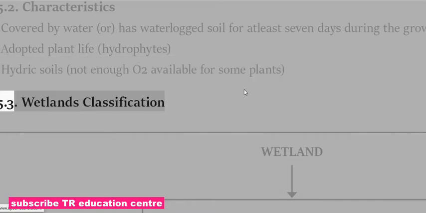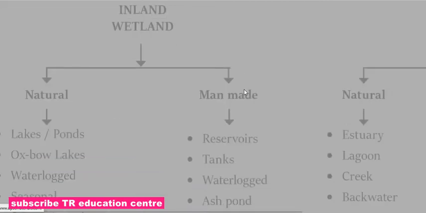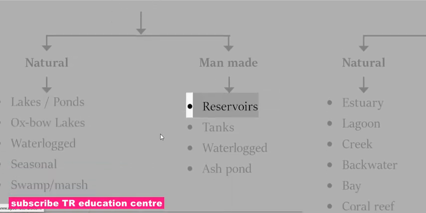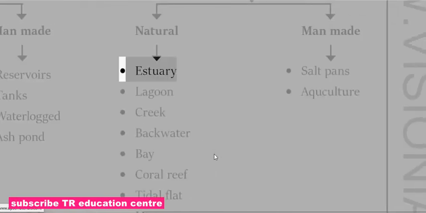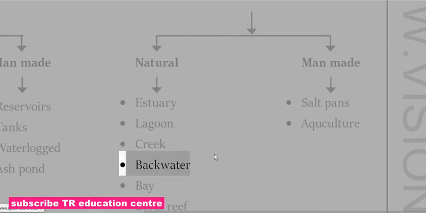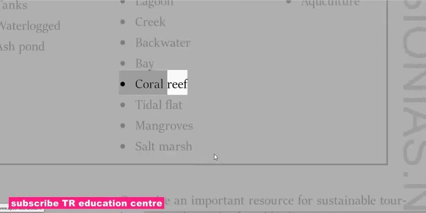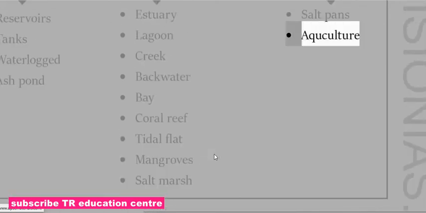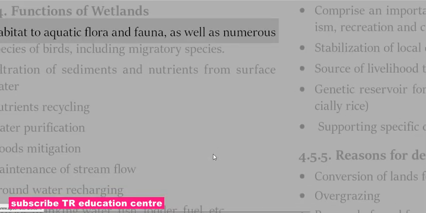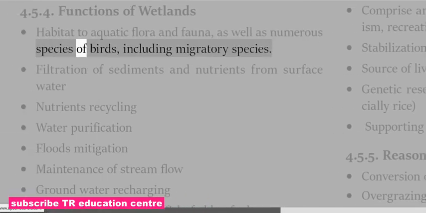Wetlands classification: wetland, inland wetland, coastal wetland, natural, man-made. Lakes, ponds, oxbow lakes, waterlogged, seasonal, swamp, marsh, reservoirs, tanks, waterlogged, ash pond, natural, man-made. Estuary, lagoon, creek, backwater, bay, coral reef, tidal flat, mangroves, salt marsh, salt pans, aquaculture.